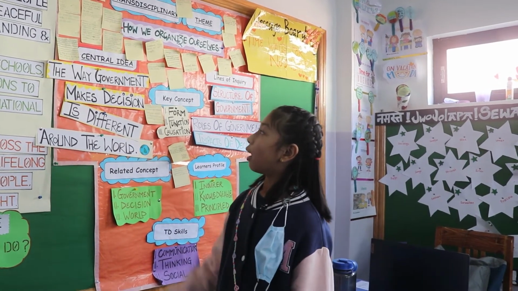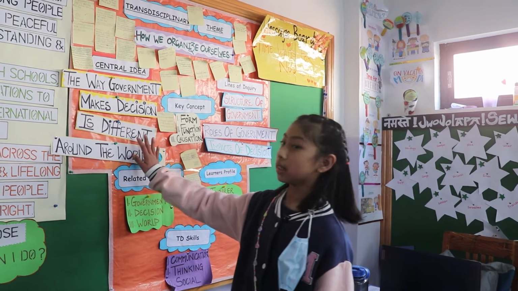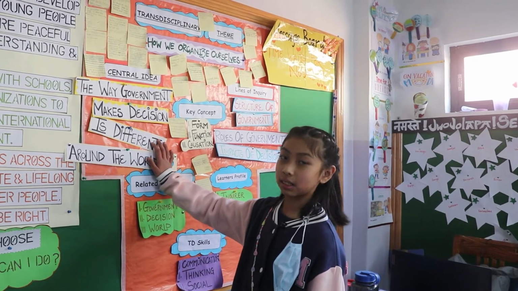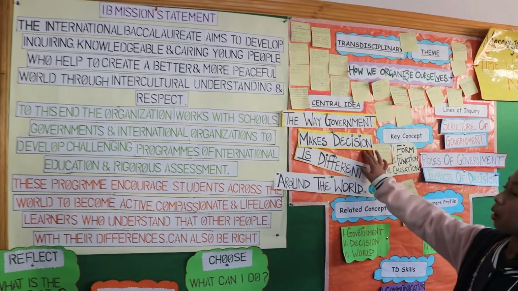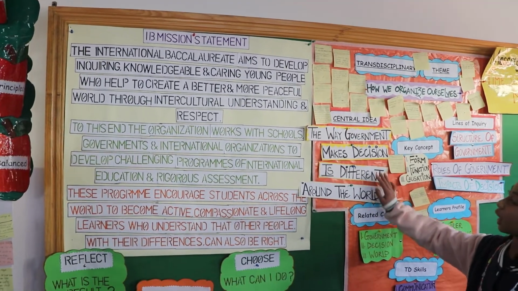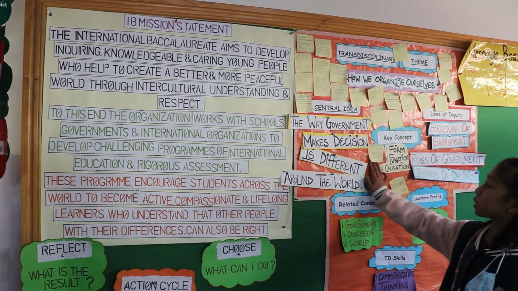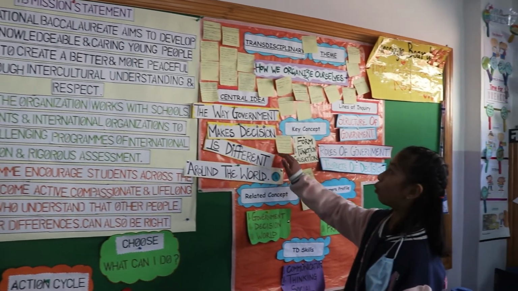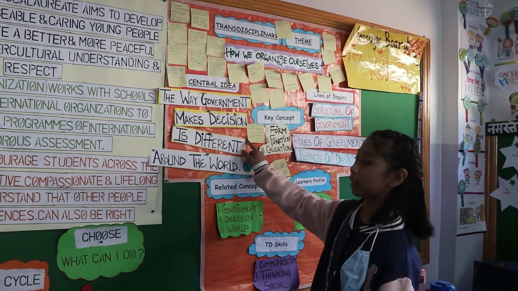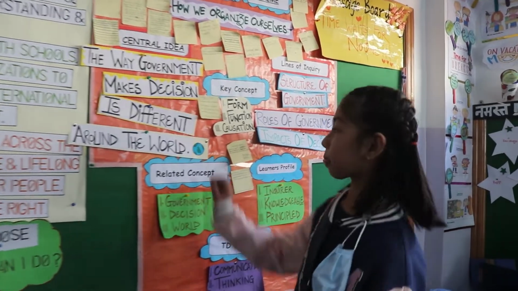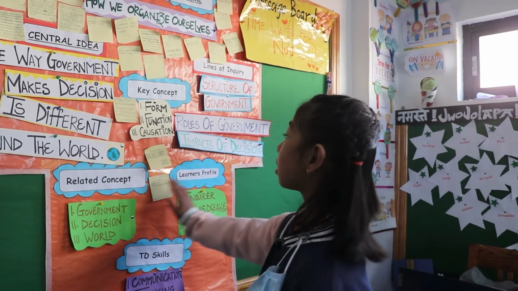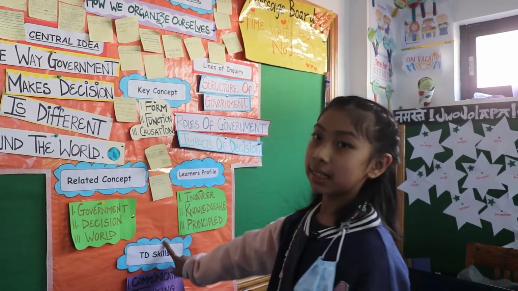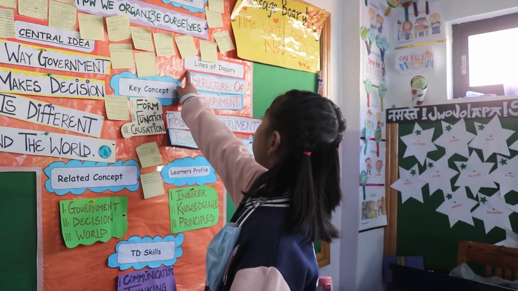Central idea. Our central idea for this theme is the way government makes decisions is different around the world. As you can see, before our teacher revealed the central idea, we wrote our own perspectives or answers of what we think is going to be the central idea. And then we have related concepts, learner's profile, ATL skills, and lines of inquiry.